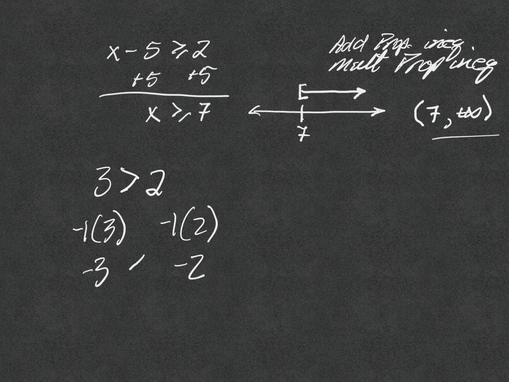But negative 3 is less than negative 2. So what's the difference? I multiplied both sides by the same thing, but it changed the direction of the inequality. And so whenever you multiply both sides by a negative, you have to change the direction of the inequality. And that's a key to being able to do these problems. Okay? Let's do one quick example.